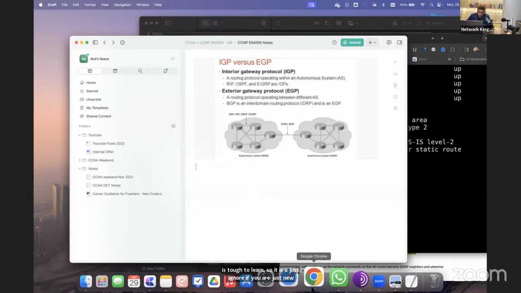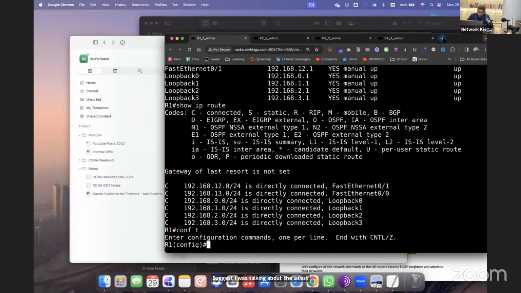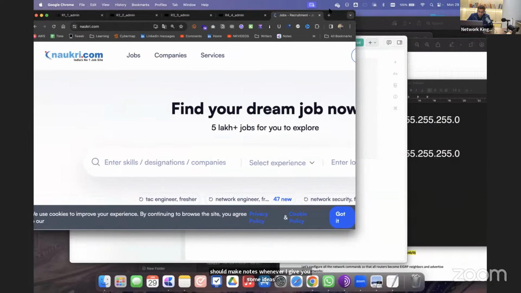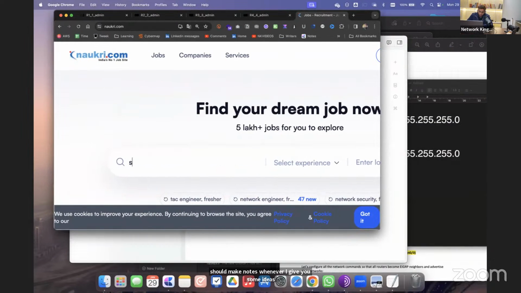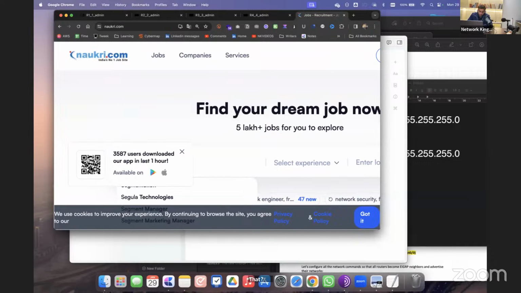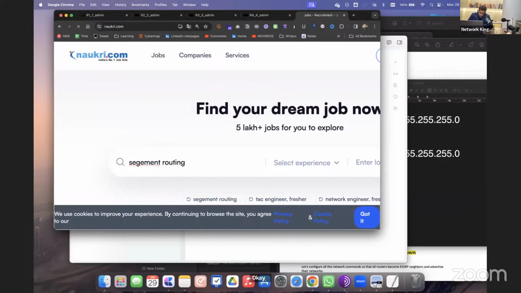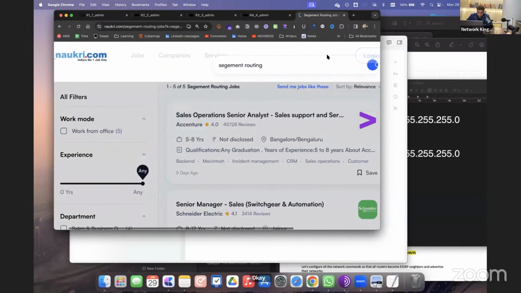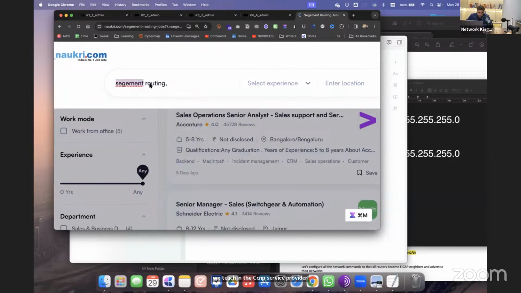At least you should make notes whenever I give you some ideas, that okay, after my CCNA, CCNP, I have to learn some segment routing topic. Or maybe these topics we teach in the CCNP Service Provider. Okay, I spelled segment wrong.